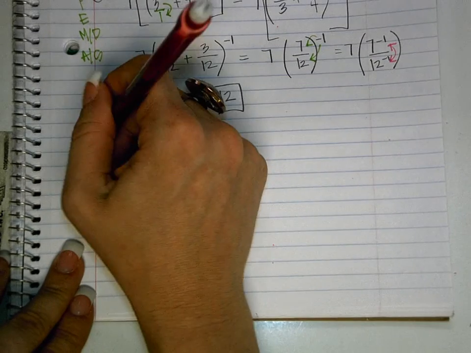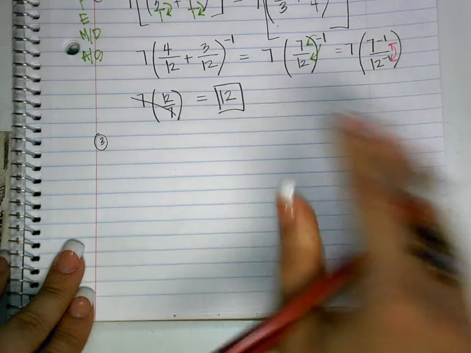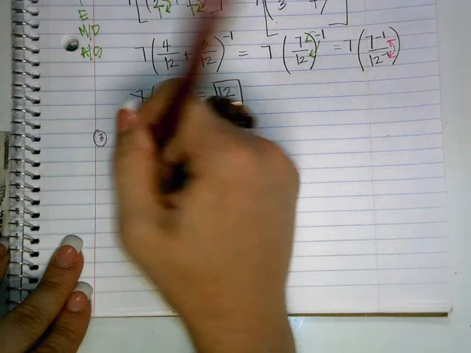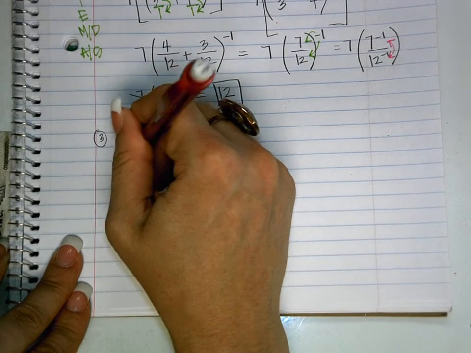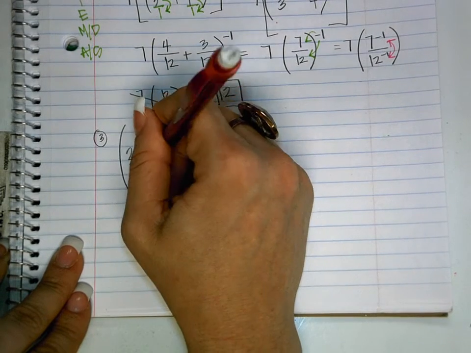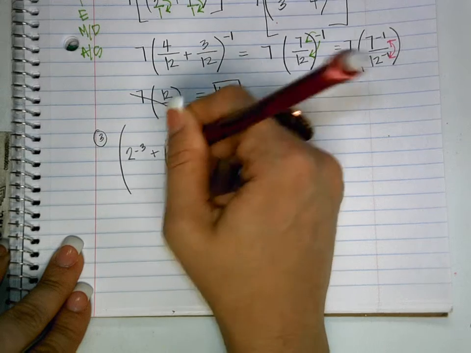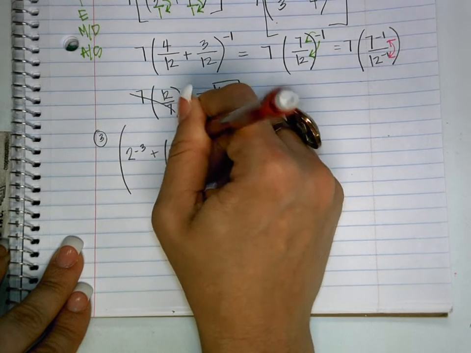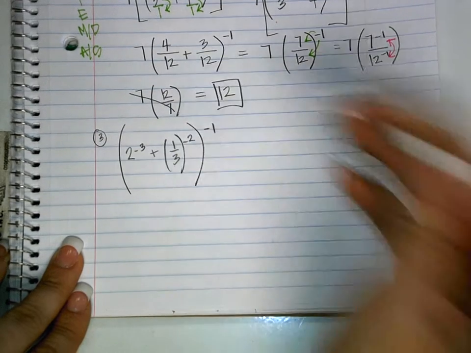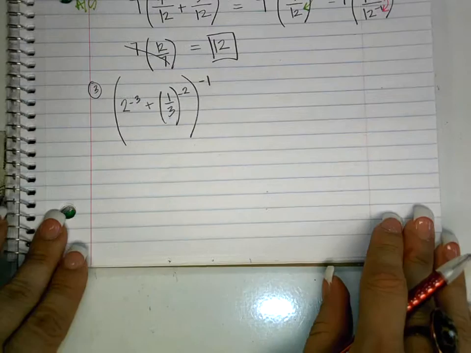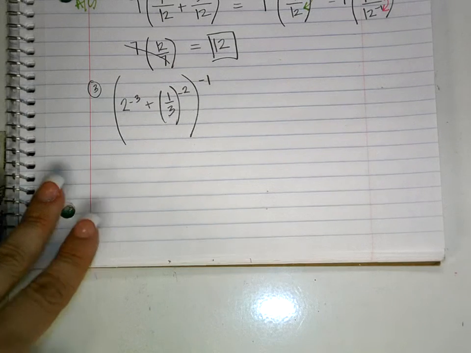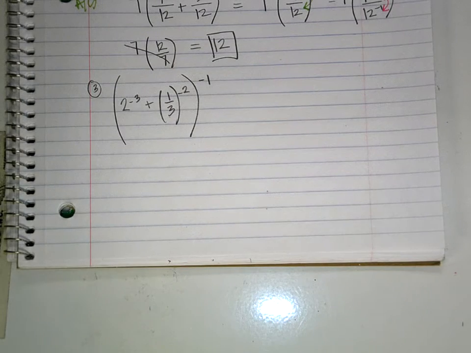Okay, now I want to show you one more that will be the difficulty level of your test. In parentheses, 2 to the negative 3 plus 1/3 raised to the negative 2, all raised to the negative first power. What is that, Nick?